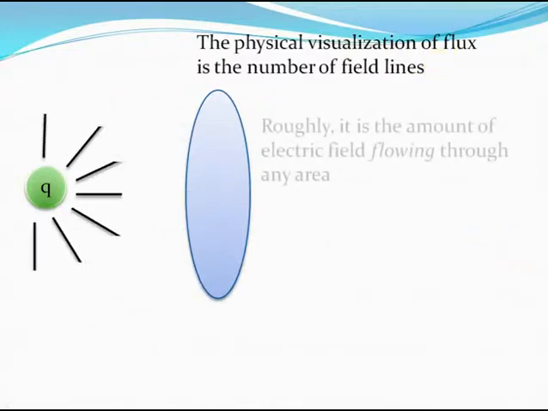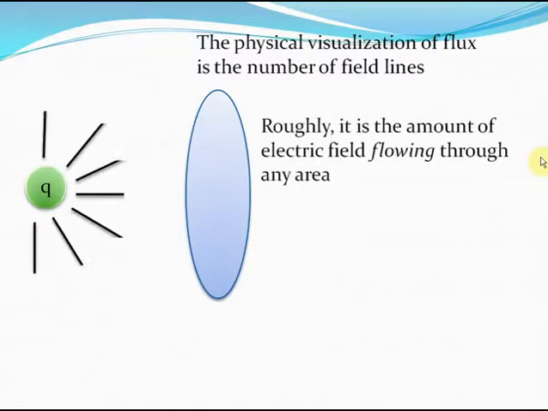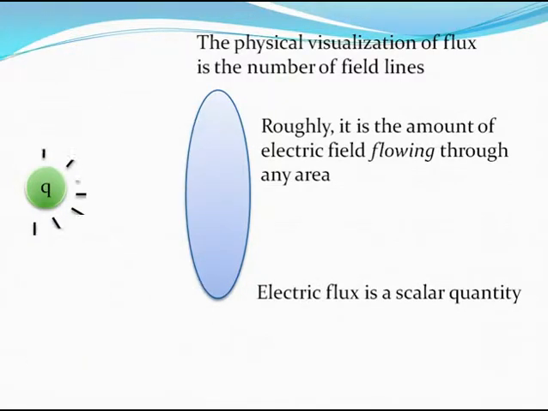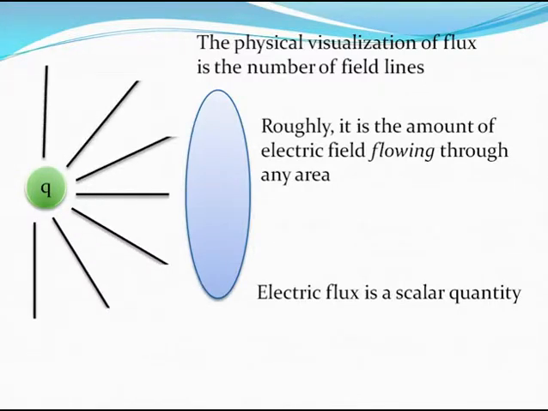Roughly, electric flux is the amount of electric field flowing through any area. Electric flux is a scalar quantity. Remember, we just wrote that electric flux is integral E dot ds, the dot product of the electric field vector and the area vector. Well, clearly, dot products are all scalar quantities. So, electric flux is a scalar quantity. It doesn't have any direction.